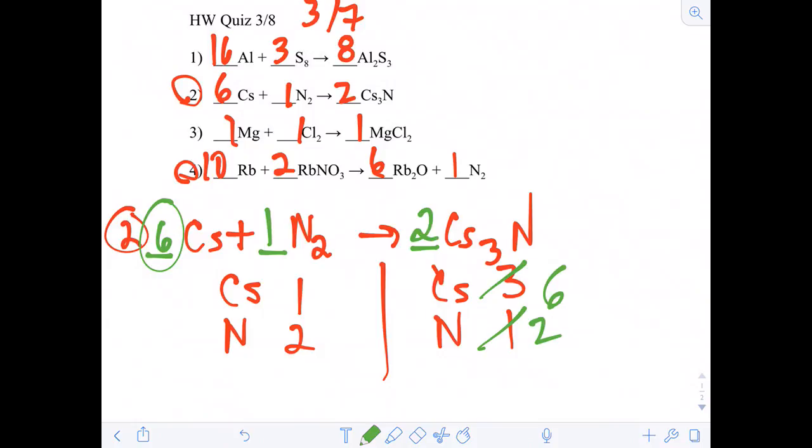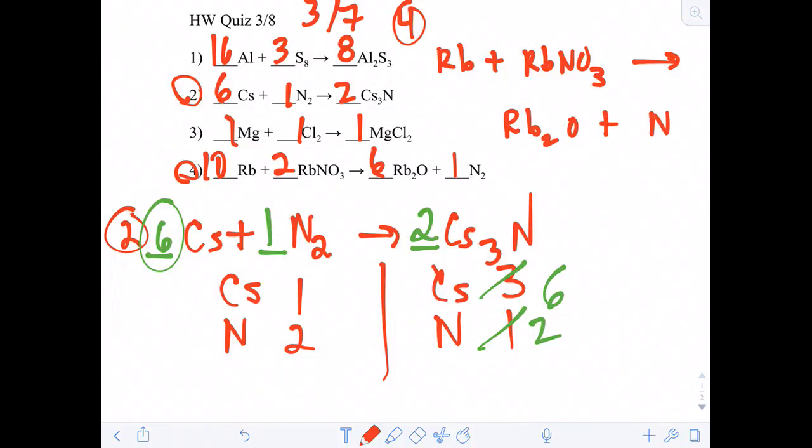All right. Let's look at number 4. We've got rubidium all by itself and rubidium nitrate. And we're making rubidium oxide and nitrogen gas. So here, I think the key is to make a table and recognize that on this left-hand side, I've got an odd number of oxygens.